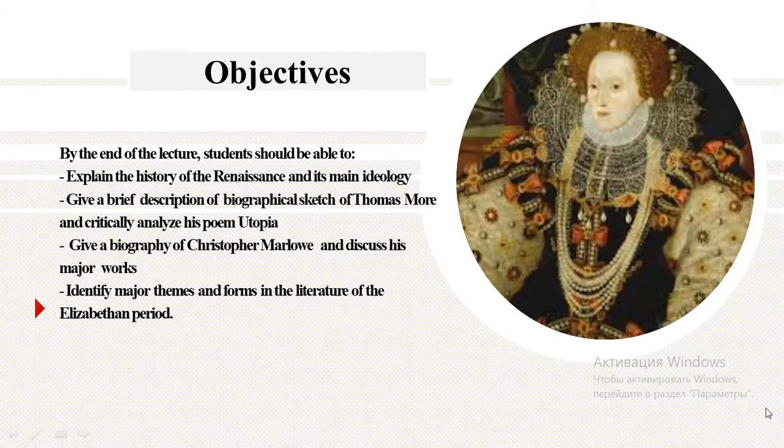By the end of the lecture, students should be able to explain the history of the Renaissance and its main ideology, give a brief description of biographical sketch of Thomas More, and critically analyze his poem Utopia. Give a biography of Christopher Marlowe and discuss his major works. Identify major themes and forms in the literature of the Elizabethan period.